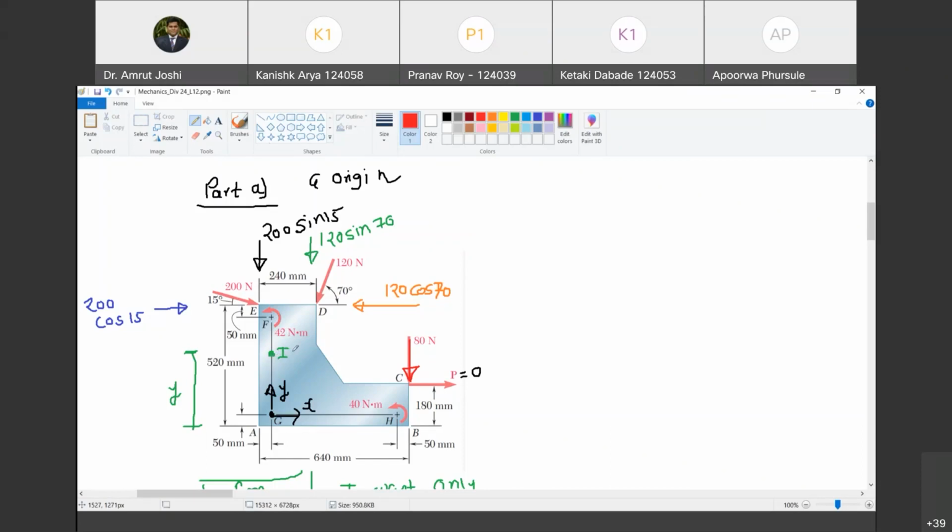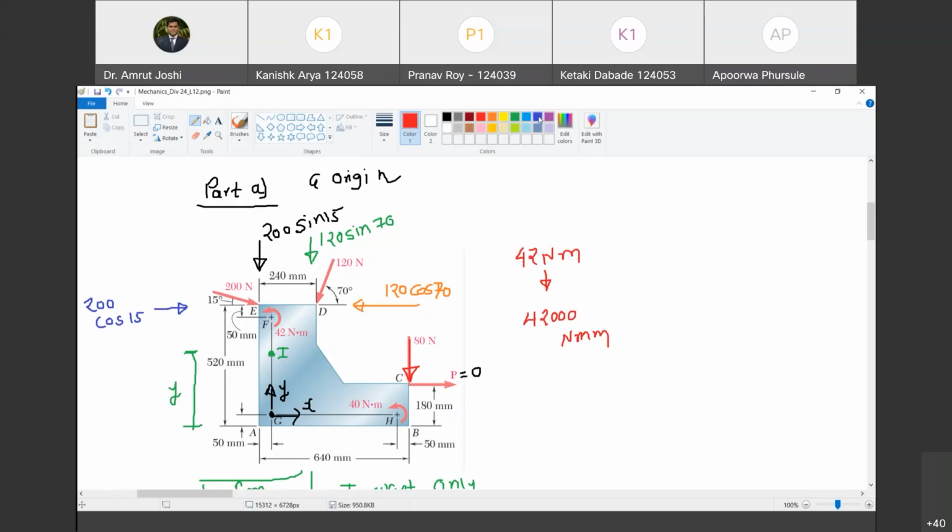There is one care that you have to take. This 42 Newton meter unit is in Newton meter, whereas all other dimensions are in mm. So I need to convert this 42 Newton meter into Newton mm. So what is the conversion? Meter to mm, so I have to multiply it by 1000. So I can write it as 42,000 Newton mm.